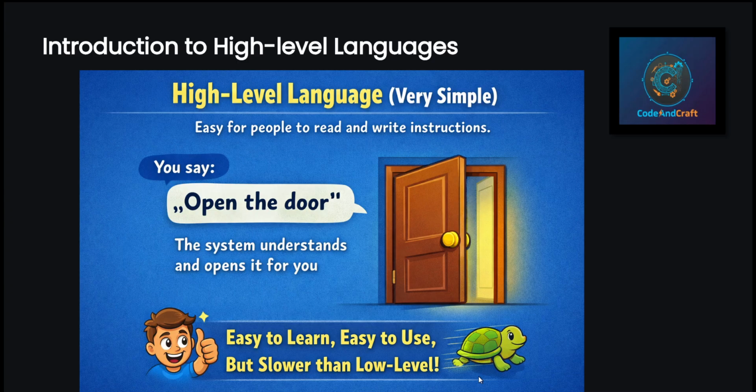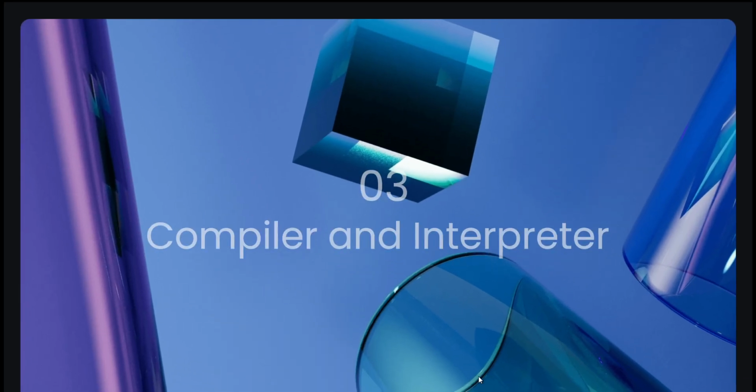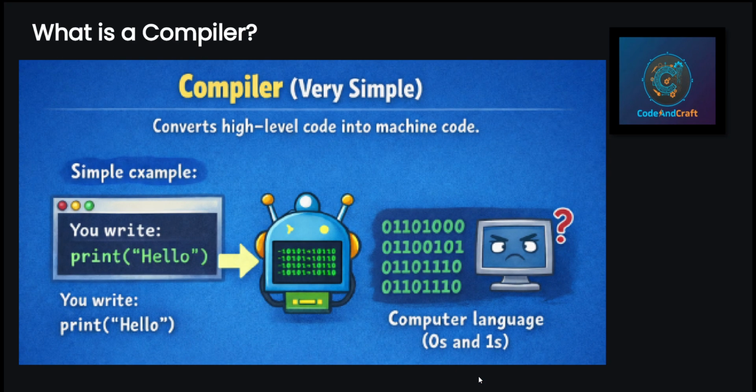Let's get into the next topic, that is compiler. Now let's understand what a compiler is. A compiler is a program that converts the entire high level program into machine language so that the computer can run it. Let us see an example. When we write a print hello statement, the compiler converts this into computer language by making it as zeros and ones. Only after this conversion can the computer execute the program. Without a compiler, the computer cannot understand programs written by humans.